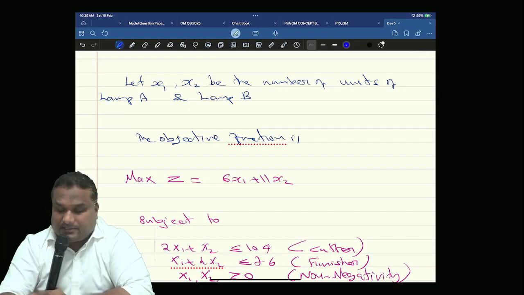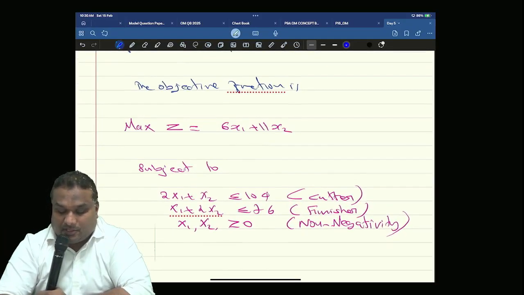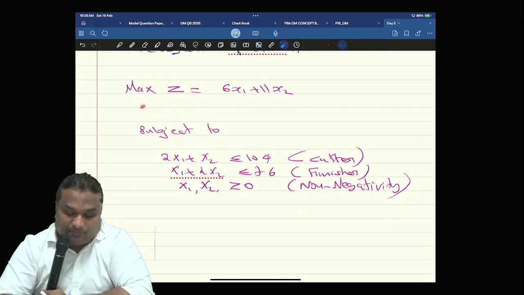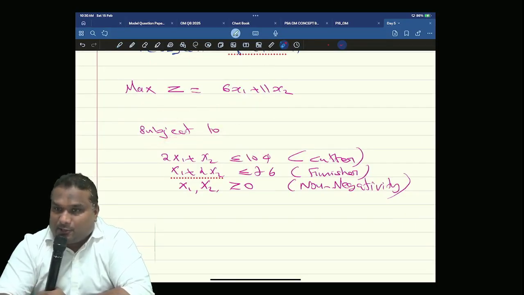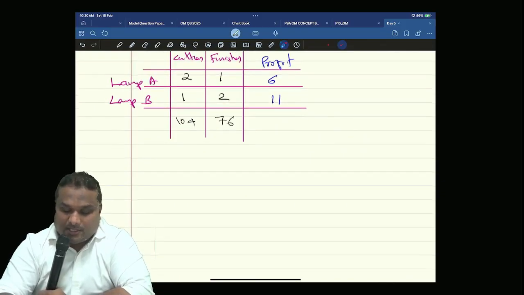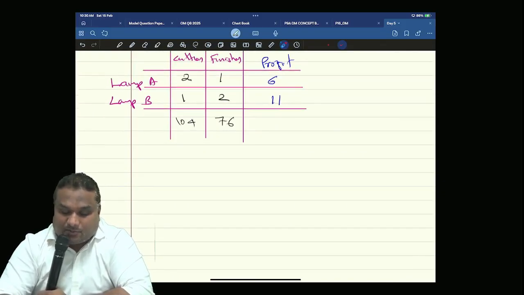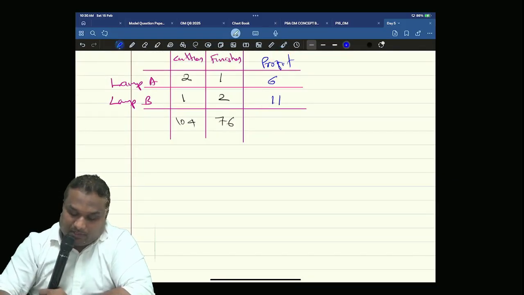Now after that there is a gap. Maximize z is equal to, after that there should be a gap. Subject to, then there should be a gap. This is the usual protocol. Now tell me, is the question related to profit or is the question related to cost?